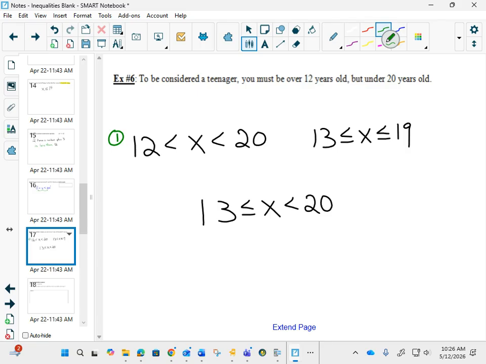Okay? What I don't like about number 2 is that if you were one day after turning 19, would you no longer be a teenager? I think you're still a teenager until you turn 20. So this one actually makes me the happiest. Because as soon as you turn 13 is when you become a teenager. But as soon as you turn 20, you no longer are. But all of these things are different ways of interpreting inequalities here.